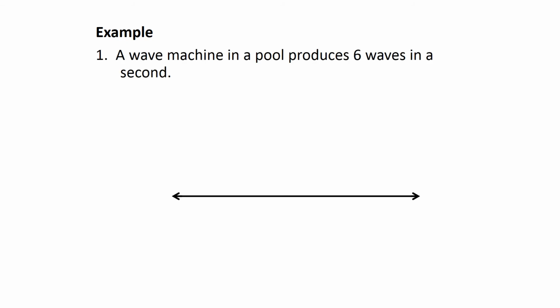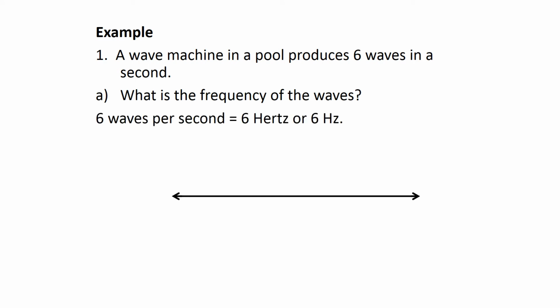Let's look at an example. A wave machine produces 6 waves in a second. What is the frequency? Frequency is 6 Hertz because there's 6 waves every second. Use the diagram to find the wavelengths.